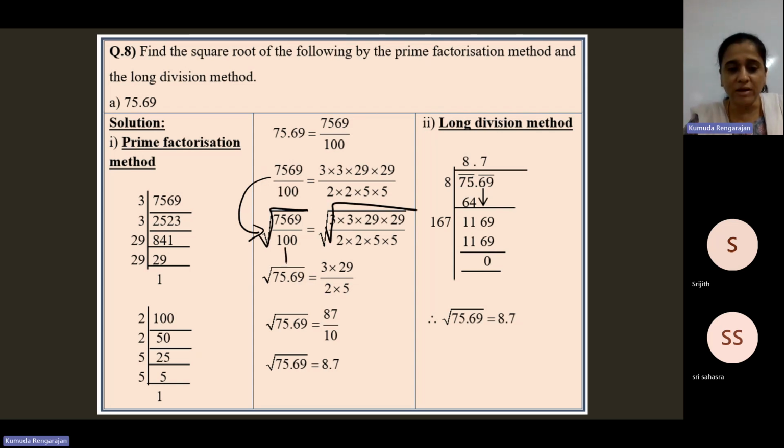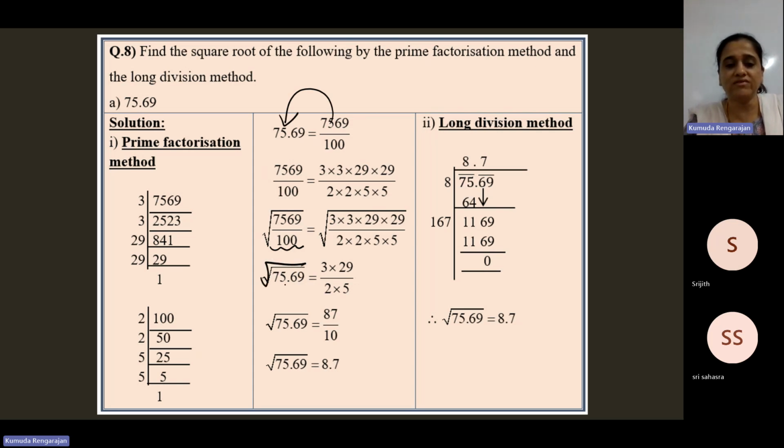Then this will come as it is. But what is this number actually? What is this fraction actually? It's 75.69. So put it back. That's the question, right? That was a number given. So we'll put it back. So instead of this fraction, we'll put back the given number, 75.69.